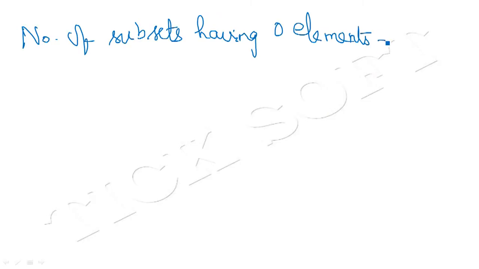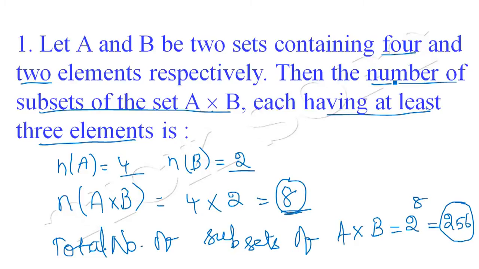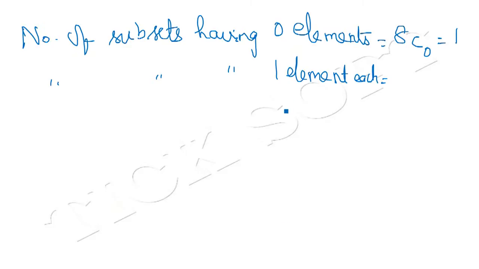First, let us find the number of subsets having 0 elements. This is nothing but 8C0, and this will be equal to simply 1. And now we are going to find the number of subsets having 1 element each. Here in this set A cross B we have totally 8 elements. So therefore we have 8C1 choices to form these kinds of sets, isn't it? So we have 8C1, and this will be equal to 8.